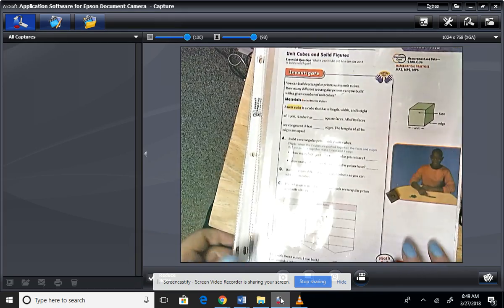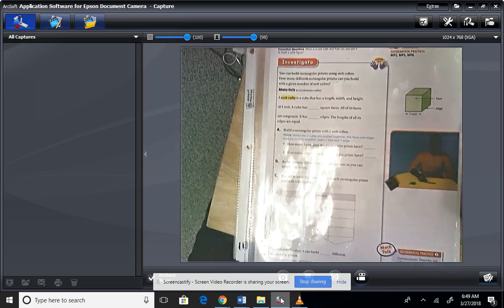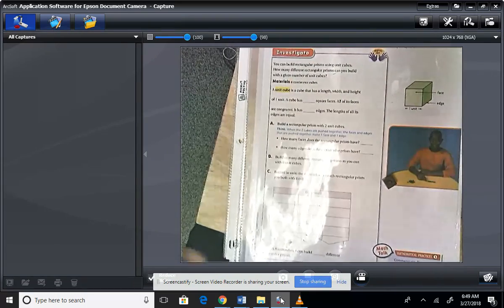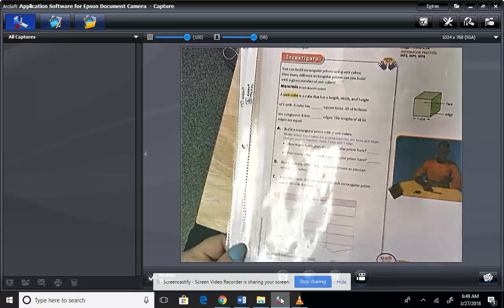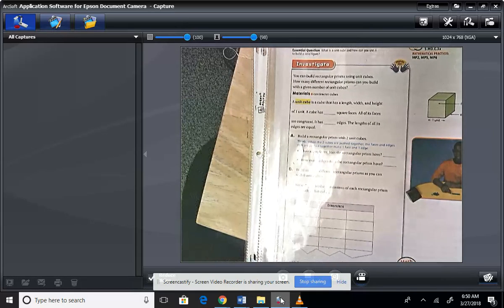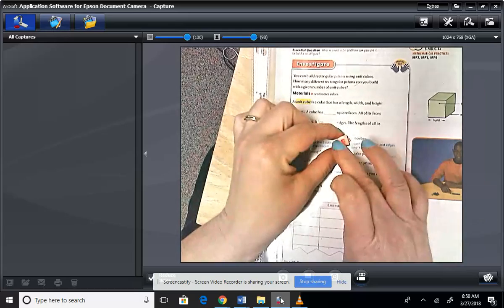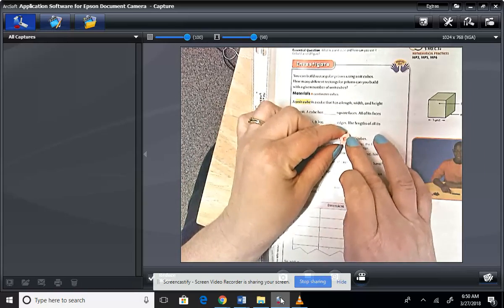All right, guys, we're going to do unit cubes and solid figures. You can build a rectangular prism using unit cubes. How many different rectangular prisms can you build with a given number of unit cubes? So right away, we're going to talk about what a unit cube is. A unit cube has length, width, and height.